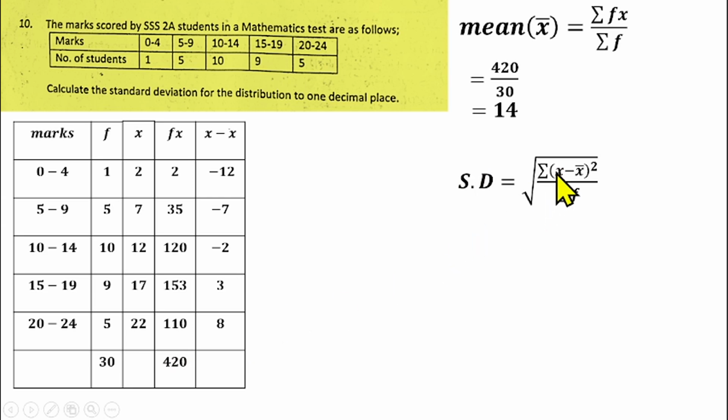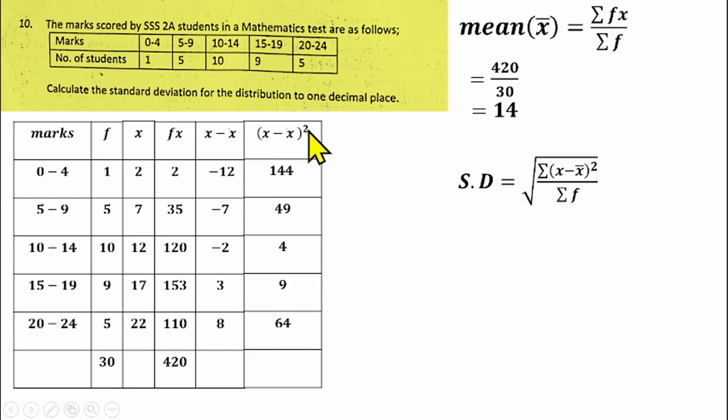Then from there, we now square your x minus x bar, so you'll be having x minus x bar squared. Whatever you get here, you square it. That gives us minus 12 squared, 144. Minus 7 squared, 49. Minus 2 squared, 4. 3 squared is 9. 8 squared is 64.